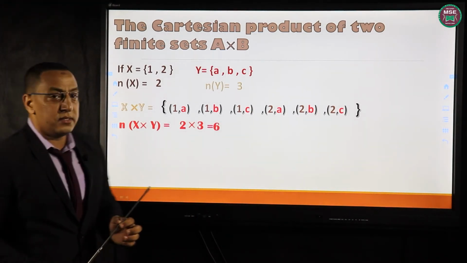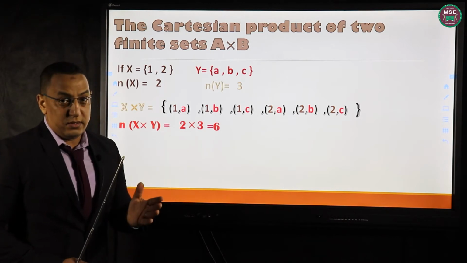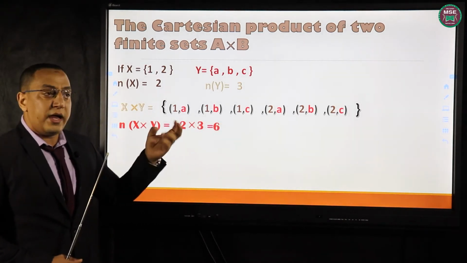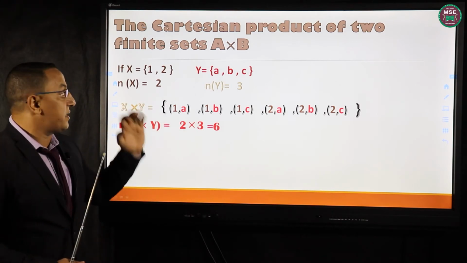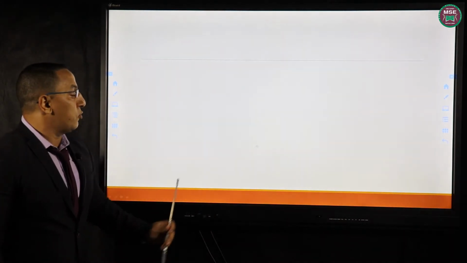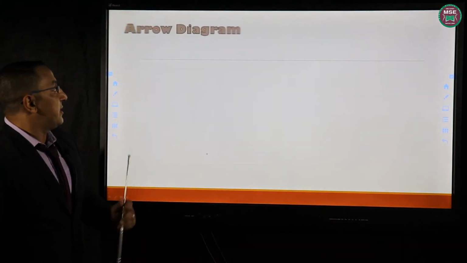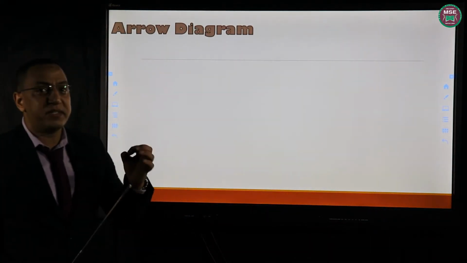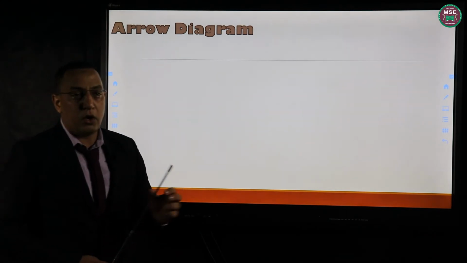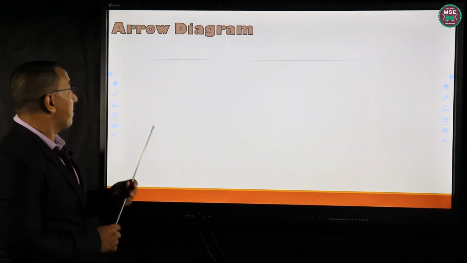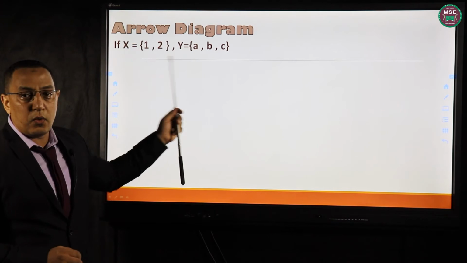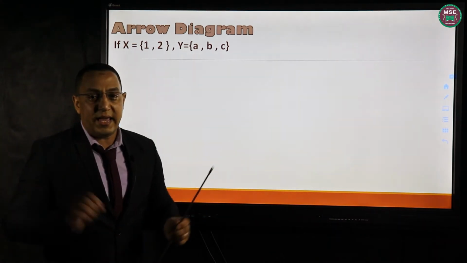Okay, now let's study how to represent the Cartesian product. This is called the listing method. I have two other methods to represent the Cartesian product. Let's see these two methods. The first method, or the first representation of the Cartesian product, is called the arrow diagram. Okay, what is the arrow diagram? From its name, it is formed from arrows. Okay, for example, if I have X equal to 1 and 2, Y equal to a, b, and c.